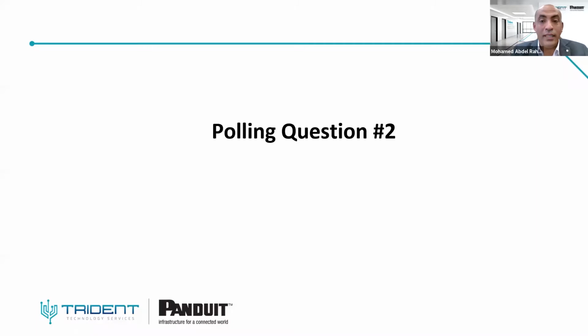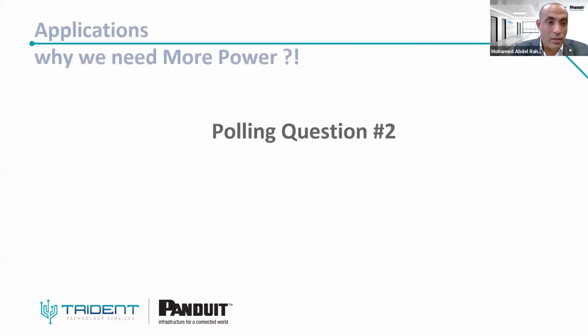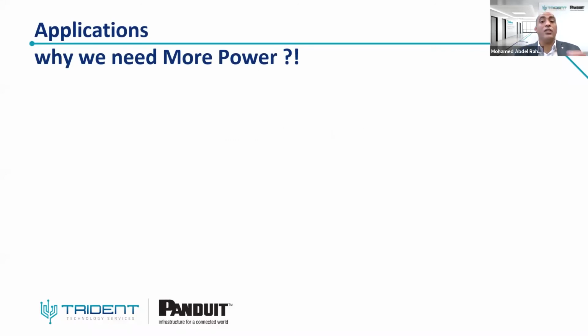It is right, 48% for the voice over IP. This is the first device which drove the IEEE. So now, let's continue. So the applications, why we need more power now? As the polling questions showed, the first device is called voice over IP, to deliver the power to the voice over IP.